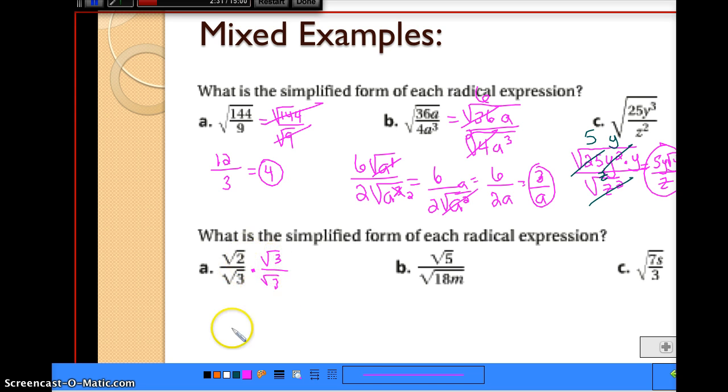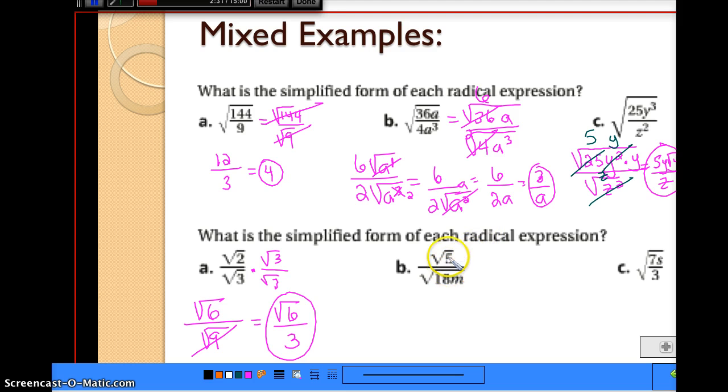So root 2 times root 3 is root 6. Root 3 times root 3 is root 9. The square root of 6 cannot be broken down, only to 2 times 3, and it's not a perfect square, so we're stuck with that one. And the square root of 9 comes out as a 3. I cannot divide these because this is a radicand and this is a coefficient. So I'm done.